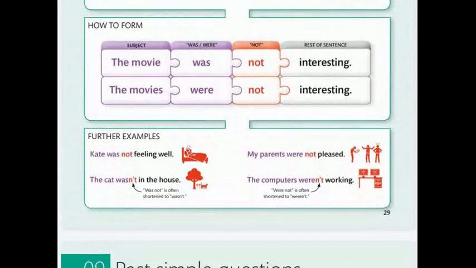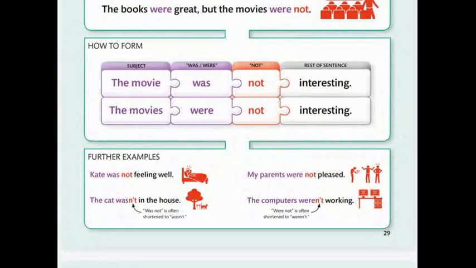Examples. Kate wasn't feeling well. The cat wasn't in the house. He wasn't as often shorted towards it. My parents were not pleased. The computers were not as often shorted to work.